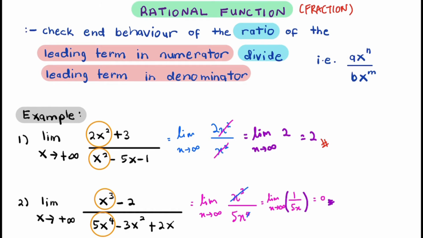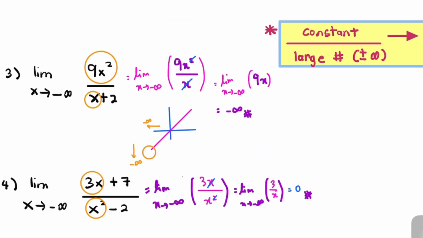Now let's see example number 2, limits of this rational function as x approaches positive infinity. So let's take the highest power in your numerator and also the highest power in your denominator. Let's rewrite this here, x cubed over 5x to the power of 4. Let's cancel out the common term. So now you are left with limits of 1 over 5x as x approaches positive infinity. Now if we substitute the value of positive infinity here, 1 over positive infinity, this should be 0. Next, let's see number 3.